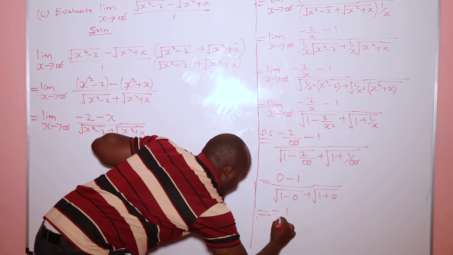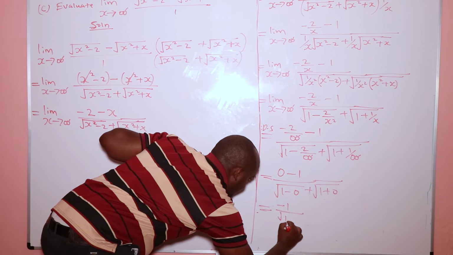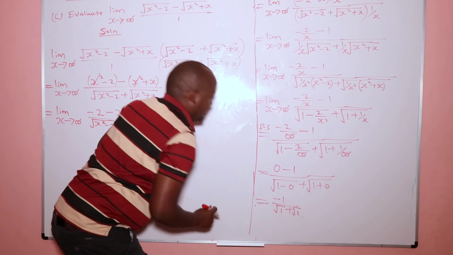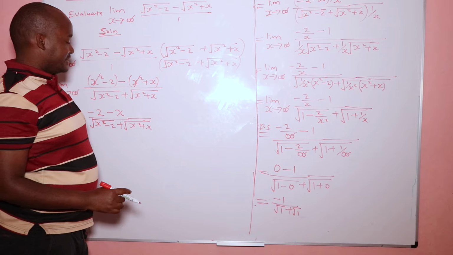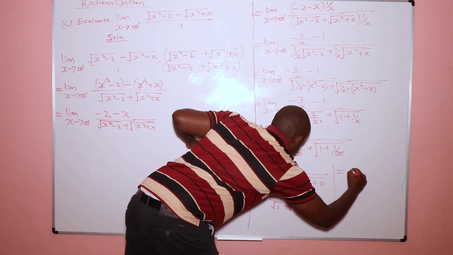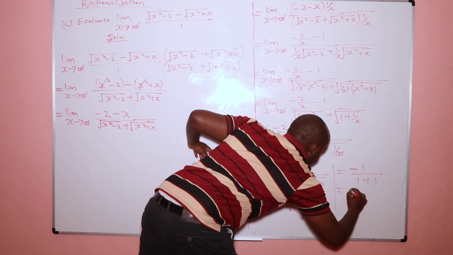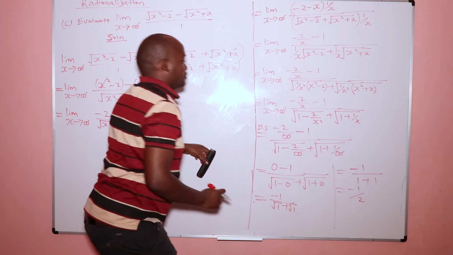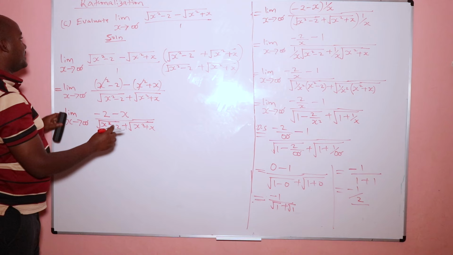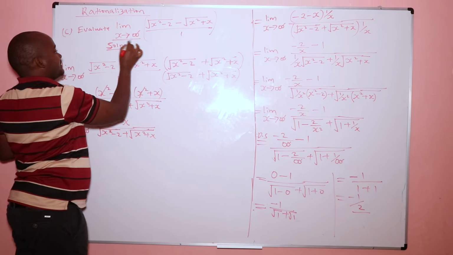Negative 1 divided by the square root of 1 plus the square root of 1. But you know that the square root of 1 is equal to 1. So this will be just the same as negative 1 divided by 1 plus 1, which is equal to negative 1 over 2. Now this will be our limit for this particular function as x approaches infinity.